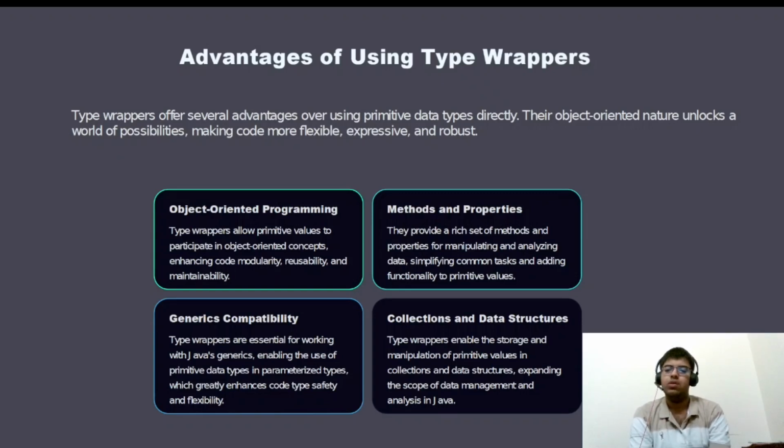Next is generic compatibility. Now type wrappers are very essential for Java generics, as it enables the use of primitive data types in parameterized types, which will enhance the code greatly and enhances its safety and flexibility. Next one is collections and data structures. Now it enables storage and manipulation of primitive data types in data structures, which expands the scope of our data management.